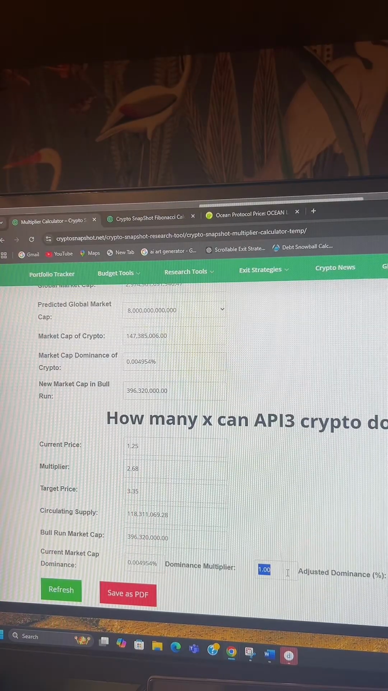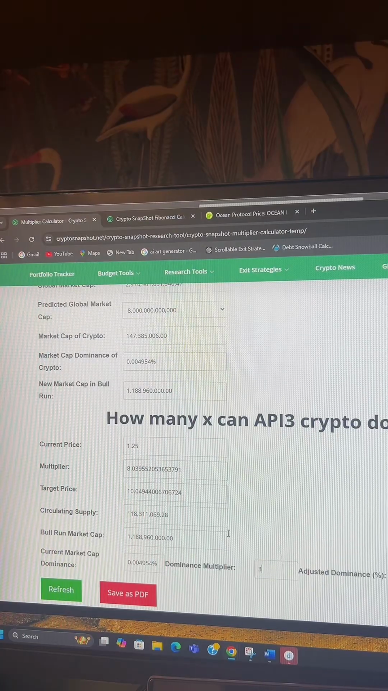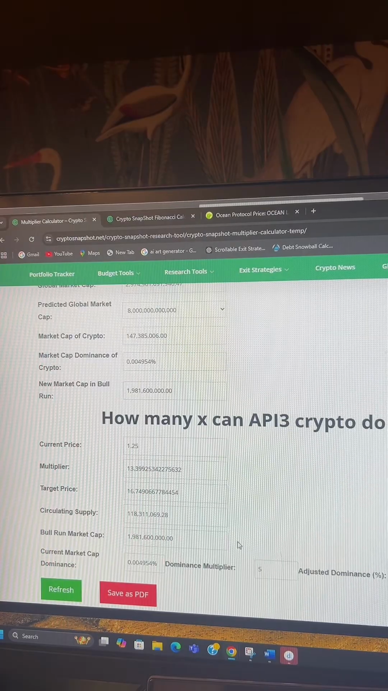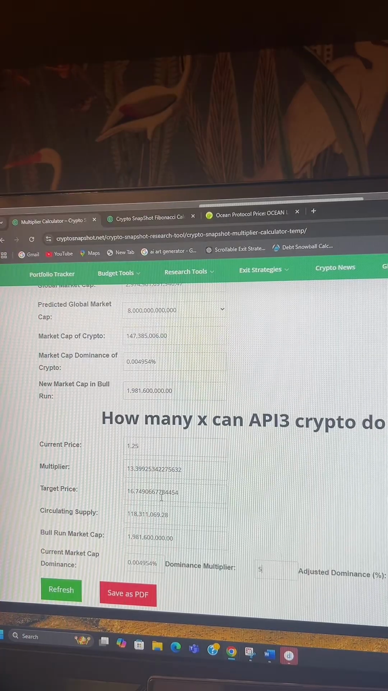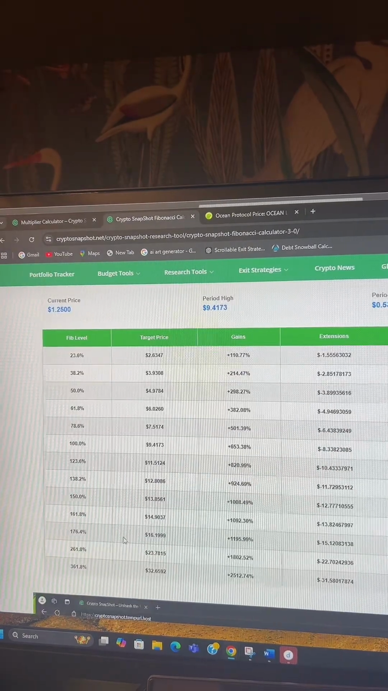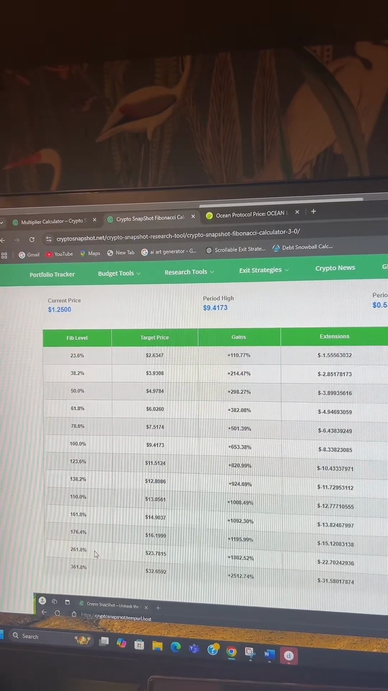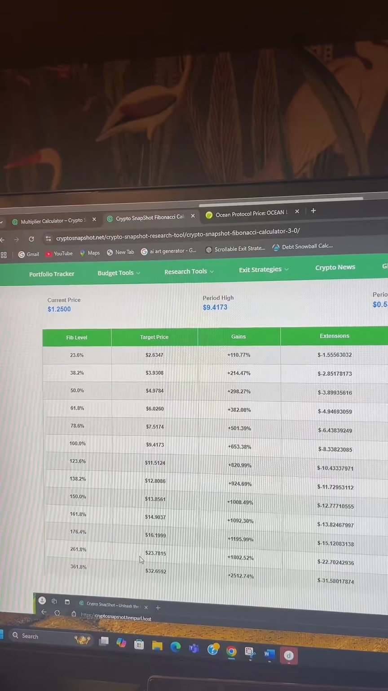But let's say it triples its dominance. We would see $10.05. And what if it 5x'd its dominance at an $8 trillion global market cap? You would see a $16.74 price. That is my bullish price point, $16.74. Which, looking at the Fibonacci we did, that's not even at the breakout, the 2618 level.